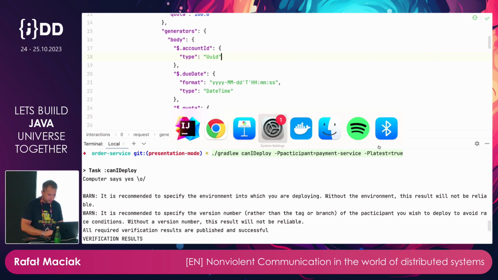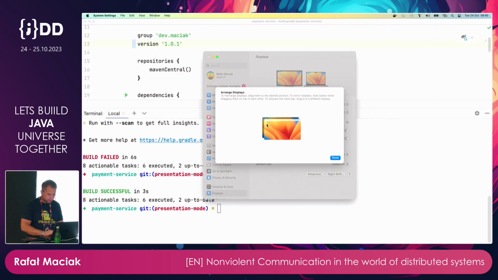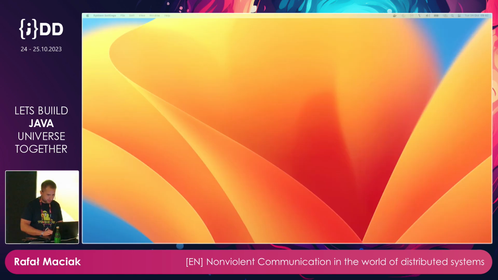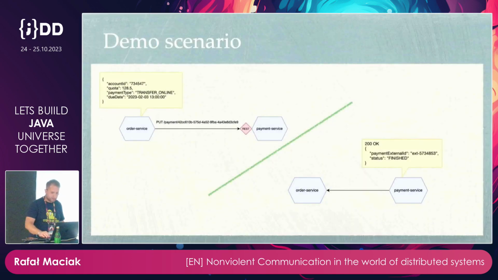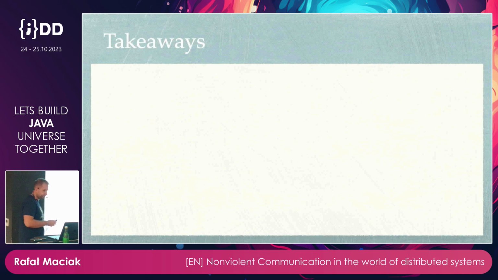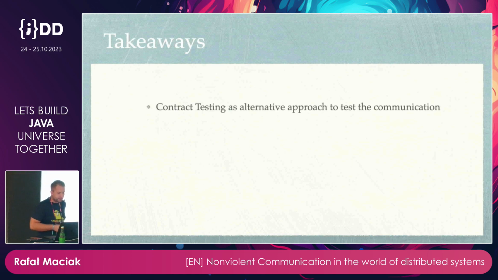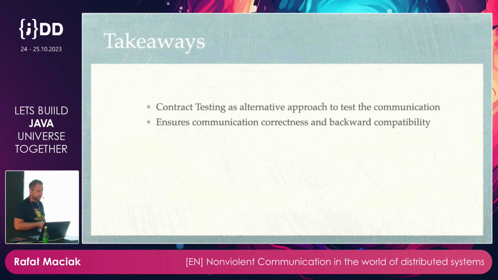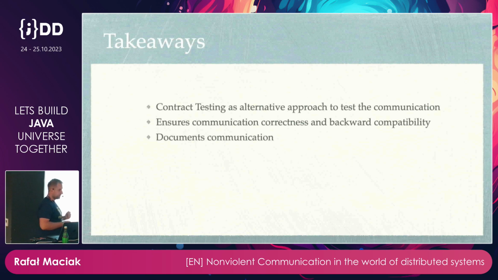Okay, need to come back to the presentation. So, takeaways. Contract testing is an alternative approach to testing the communication when you want to ensure the communication correctness between the services and also the backward compatibility. It uses the contract, which is a kind of synchronization mechanism between those two entities, consumer and producer, and it also nicely documents the communication.